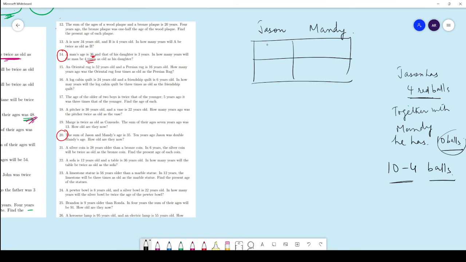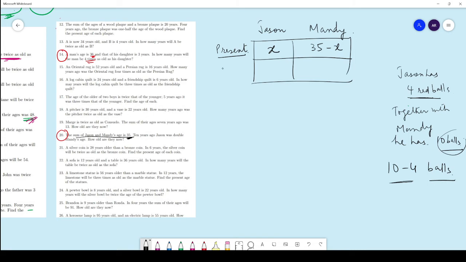So with the same logic, if the age of Jason is X, the age of Mandy will be 35 minus X. Because you take away Jason's age from 35, if you are assuming that Jason's age is X, you take away those X years from 35 and you will get Mandy's age, because over here they say that the sum of their ages is 35 years, right? So this is how it is. Now let us put up present over here, because it is their present age.